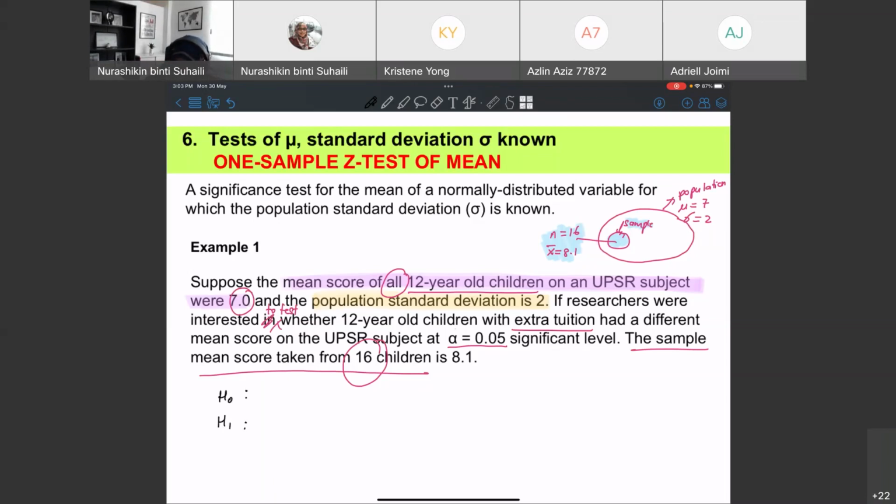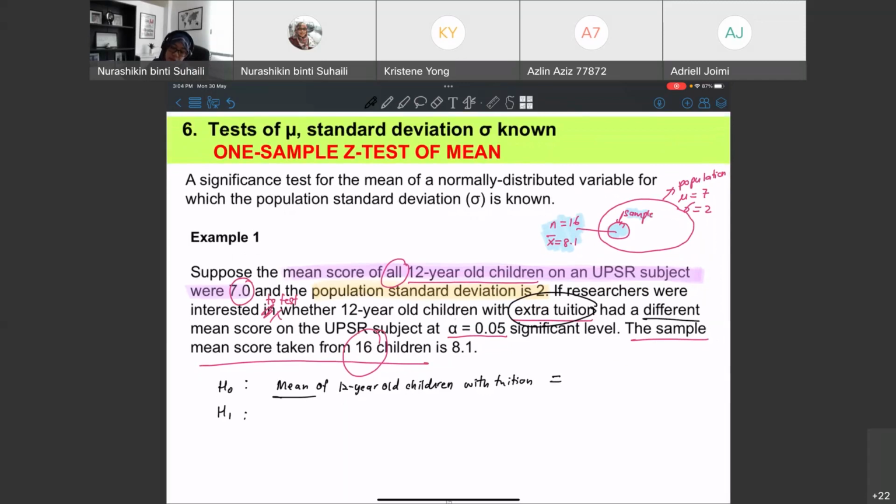So the alternative and the null hypothesis you want to set. You want to compare the sample with the population. Your hypothesis is saying that the mean of 12-year-old children with extra tuition, that's the focus, is equal or not to 7, the population mean.